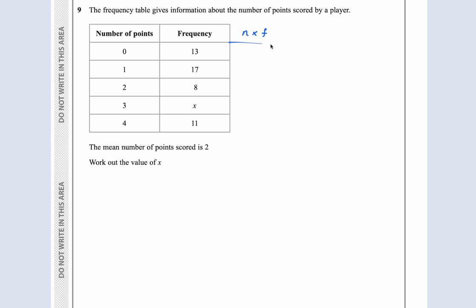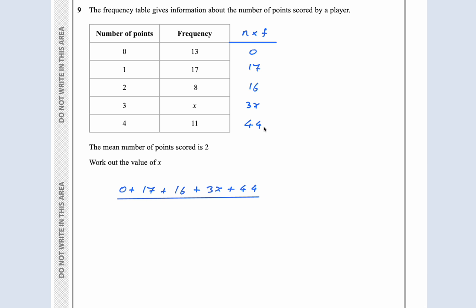And I'm going to make a new column. So 0 times 13, 0. 1 times 17, 17. 2 times 8, 16. 3 times x is 3x, and 4 times 11 is 44. So these added together, 0 plus 17 plus 16 plus 3x plus 44, all divided by the total number of people. The common mistake, guys, is people divide by 5 or 4. That's crazy. What we divide by is the total number of people.